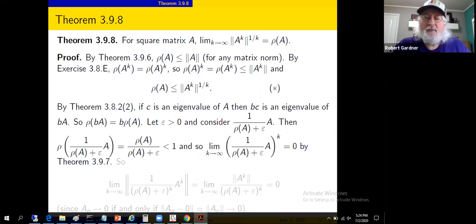I think that was the first half. We had if and only if, so we're only using half of theorem 3.9.7. We're using the half that says if the spectral radius of a matrix is less than 1, then that matrix, when raised to powers, has a limit of 0.